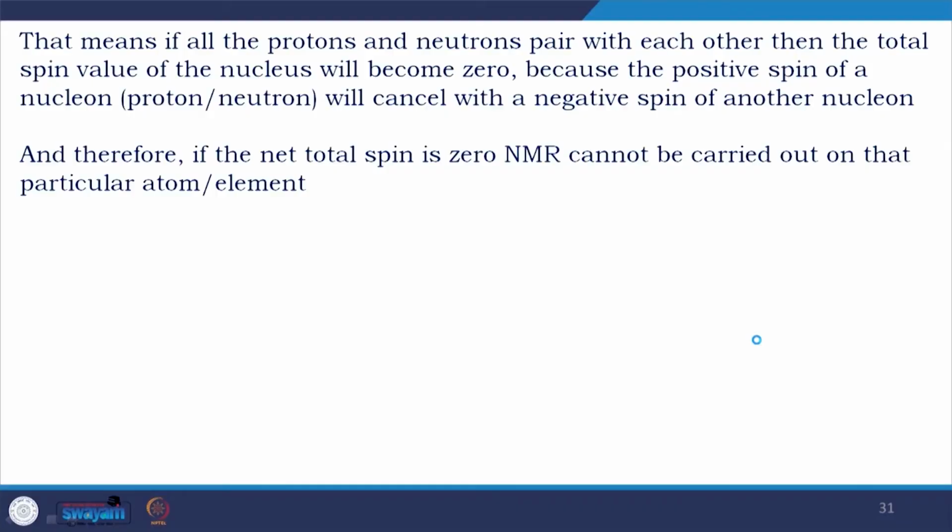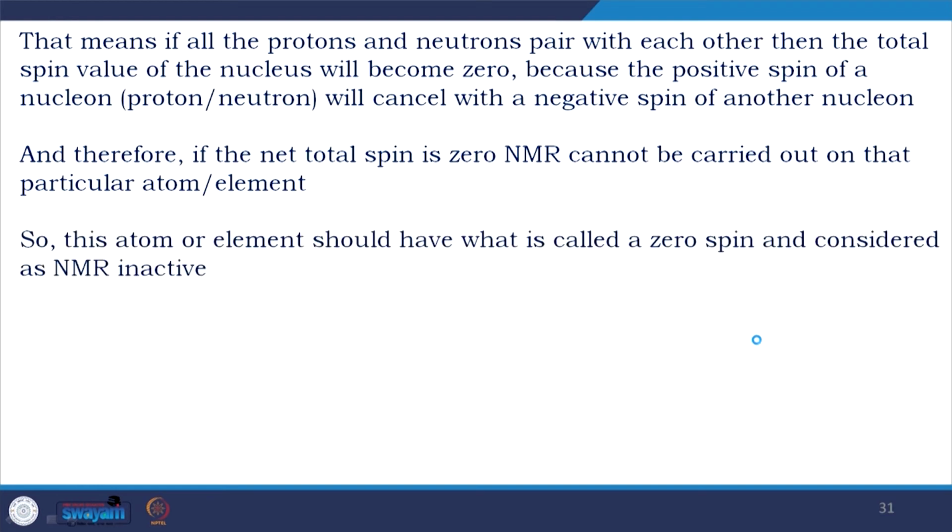Here they do not have different characters, that is how they are coming, it is important. Therefore, if the net total spin is 0, NMR cannot be carried out on that particular atom or element. So, these atoms or elements should have what is called a 0 spin and are considered NMR inactive.